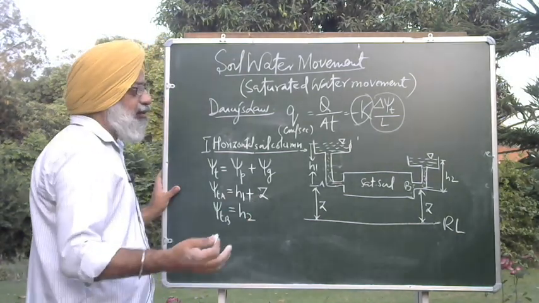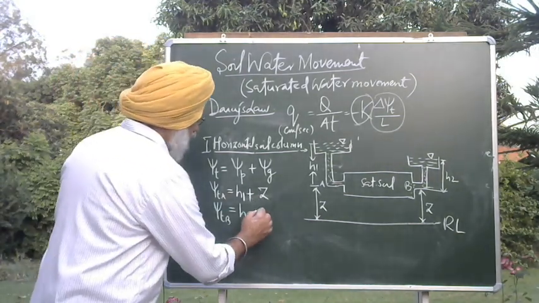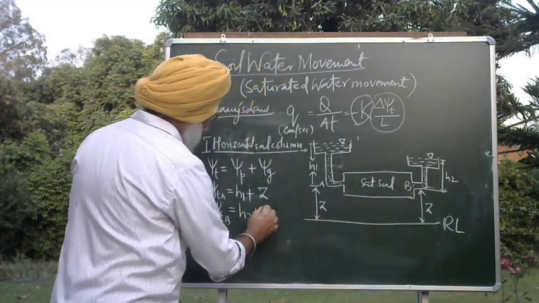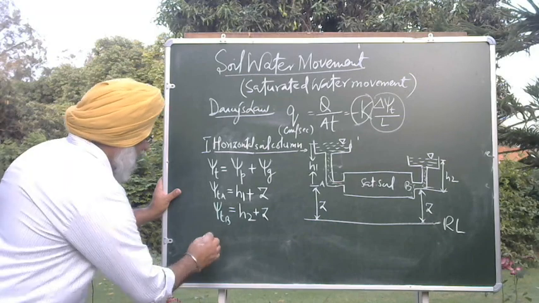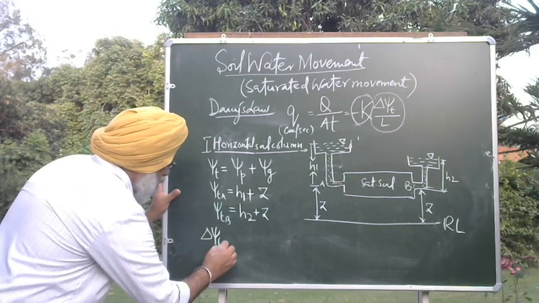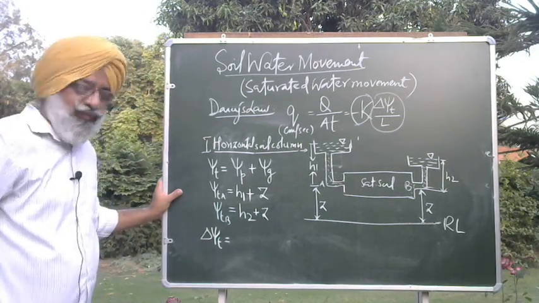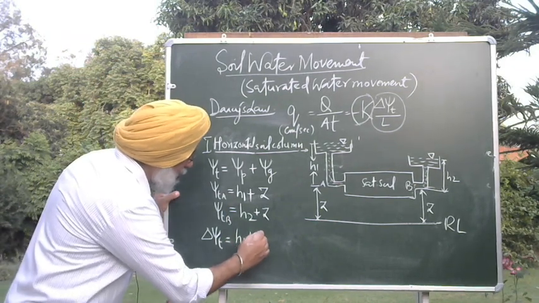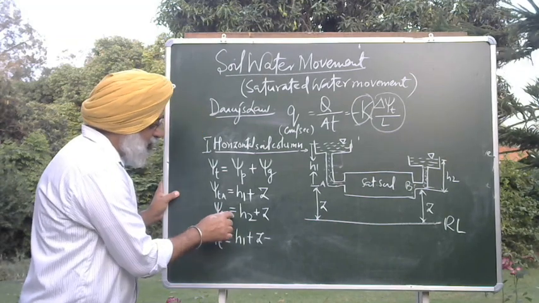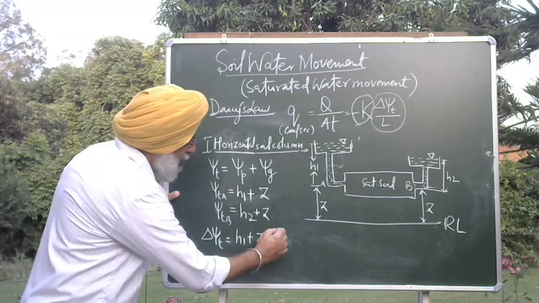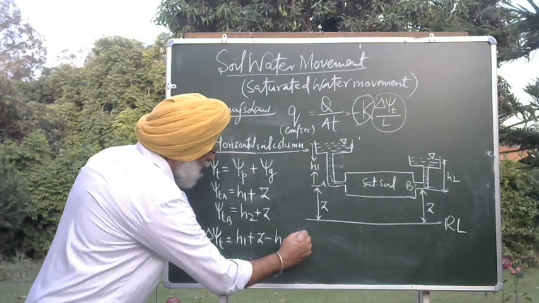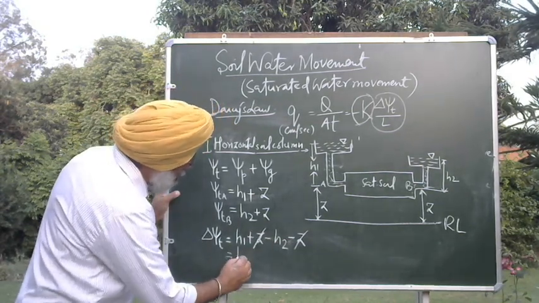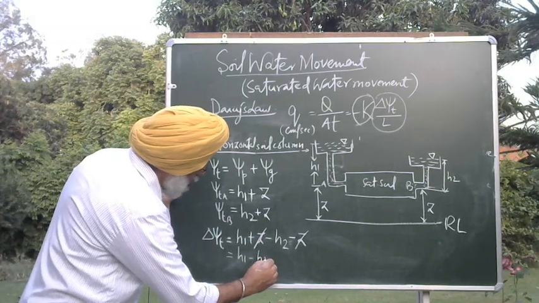It could be any value, it could be even 0 also, isn't it? Plus, what is this gravitational potential? Z. Now the difference in total soil water potential is equal to the total soil water potential at A, H1 plus Z, minus the total soil water potential at B, so that will be minus H2 minus Z. This Z and Z will cancel, so it will be H1 minus H2.